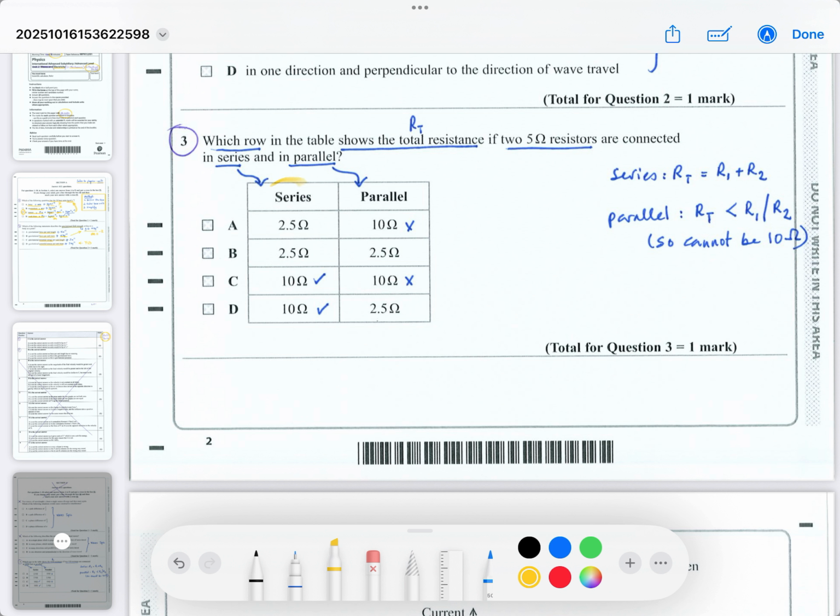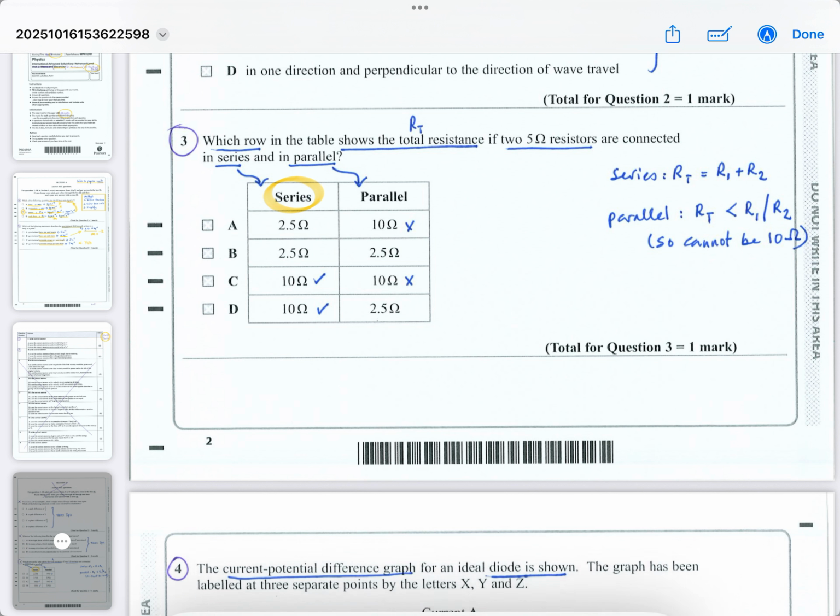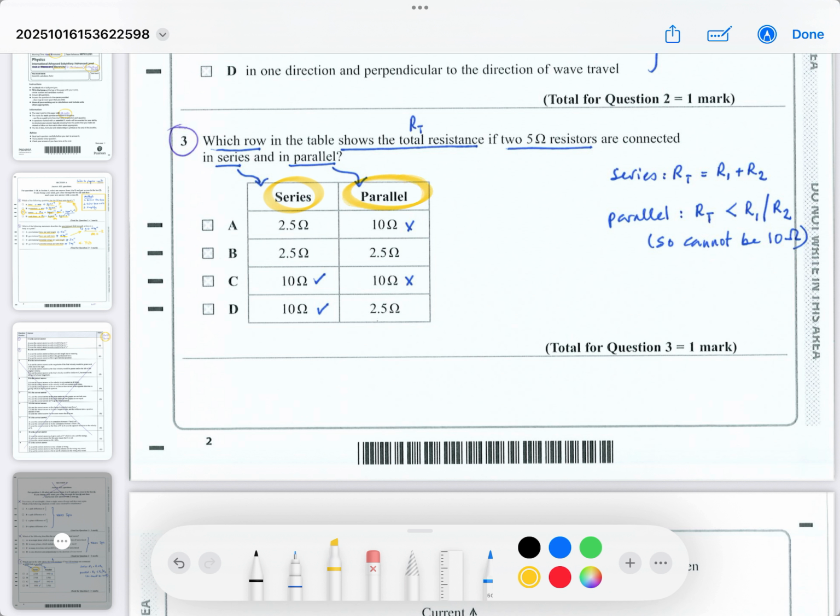You've got a table showing series and parallel values of resistors. It says the table shows the total resistance, RT, if two 5-ohm resistors are connected, first in series and then in parallel. Well, in series, we know you just need to add the two together, so these two are from that rule. And in a parallel circuit, if they're both 5 ohms, the answer will be half of that, because the total resistance in parallel is always less than the individual resistors.